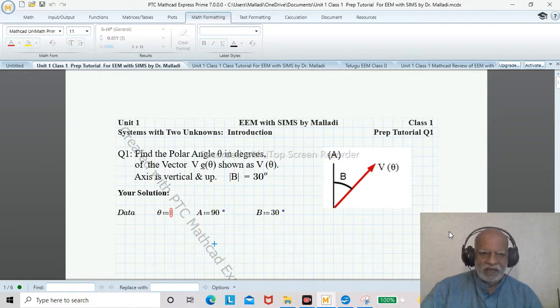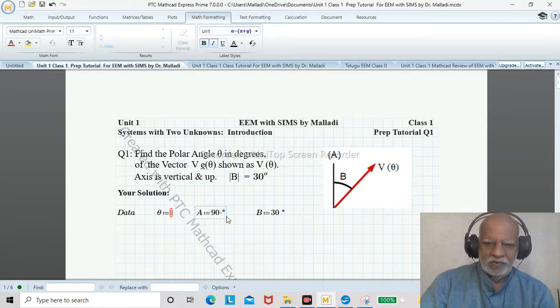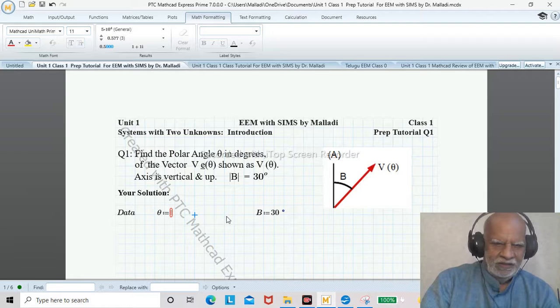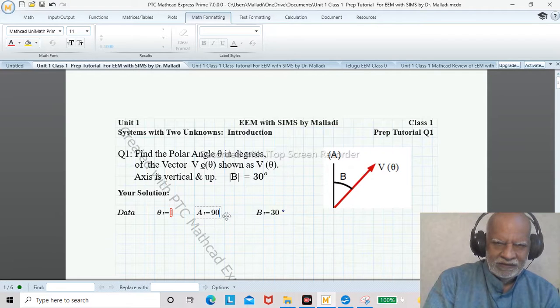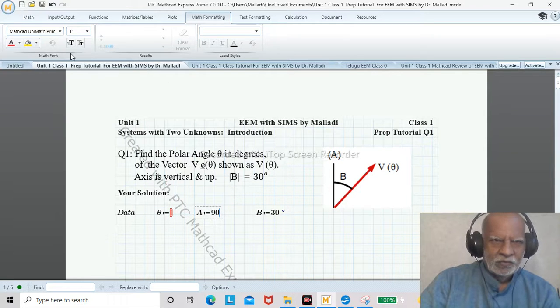The best way to solve this problem is using the data. Now, we don't know theta, but we know A, the absolute angle of the axis from which beta is measured, that is 90 degrees, and B is 30 degrees. So I have put it already here, but let me put it one more time. A colon is 90 degrees, and it's good to put the degrees.